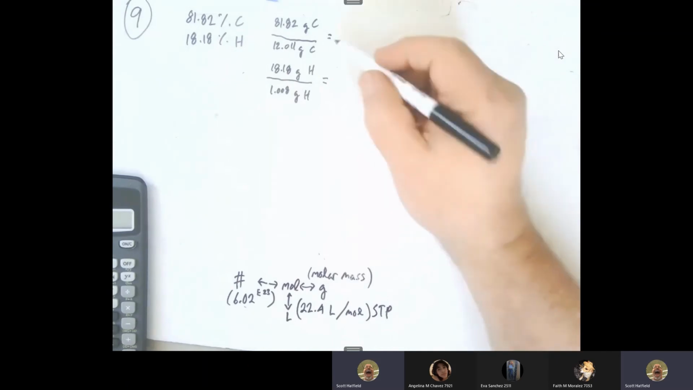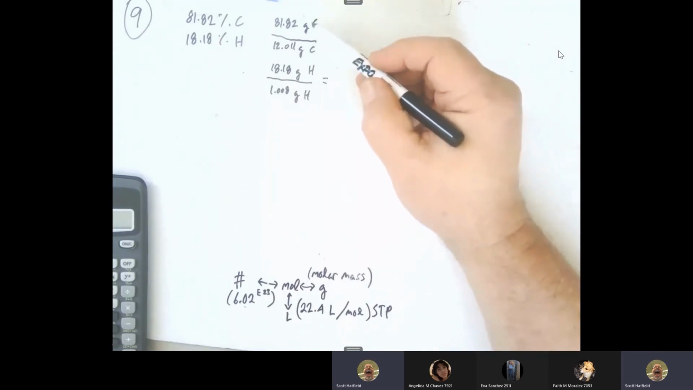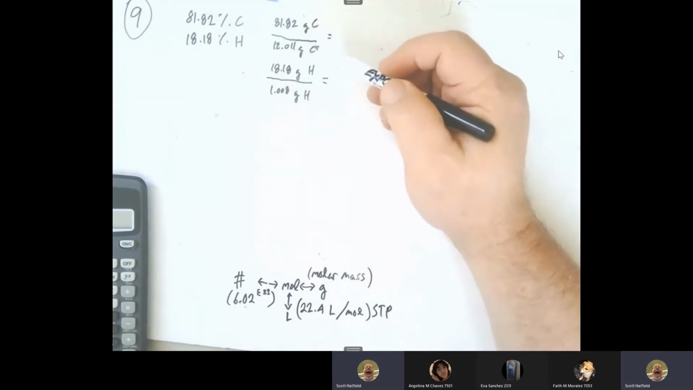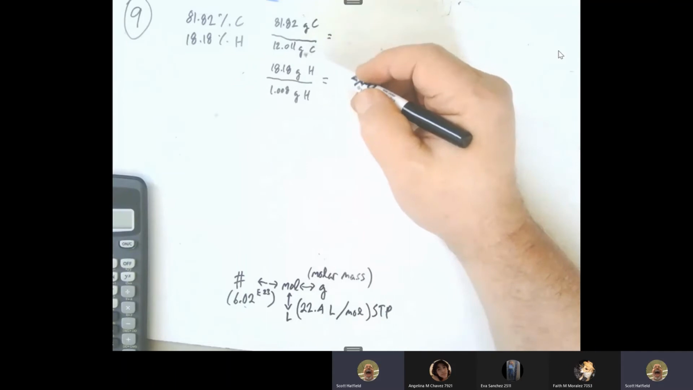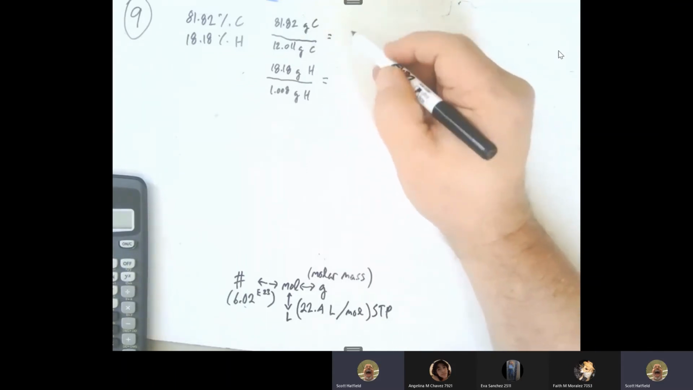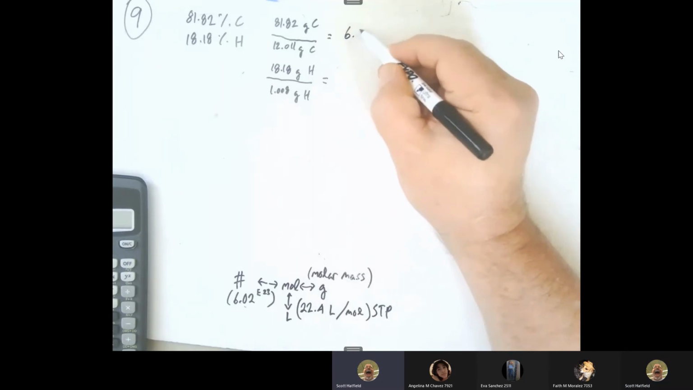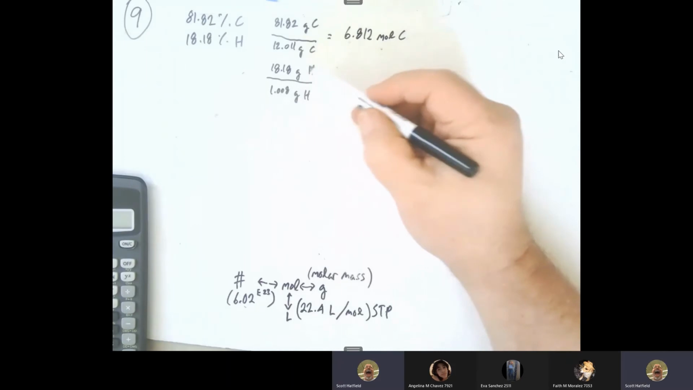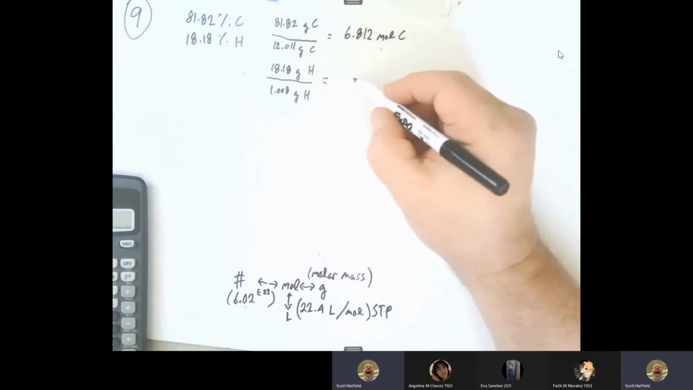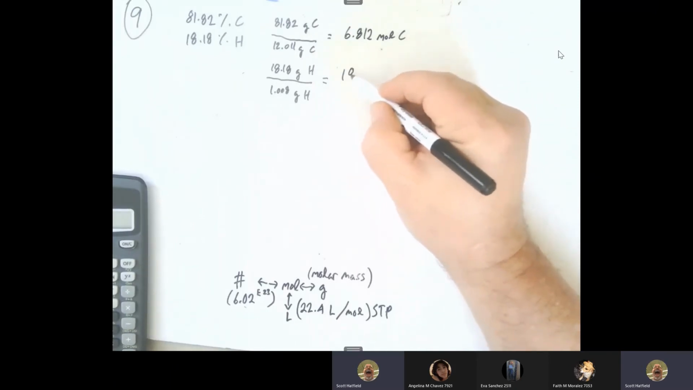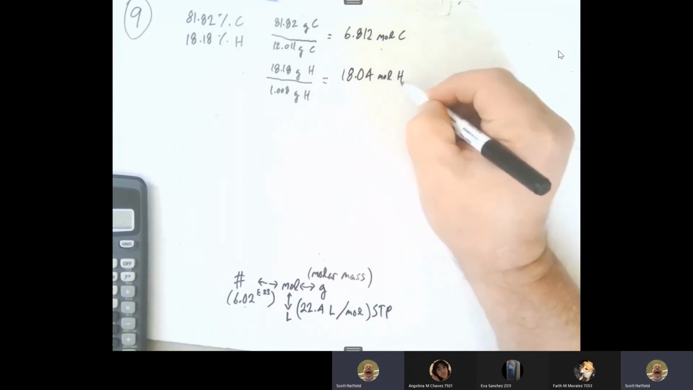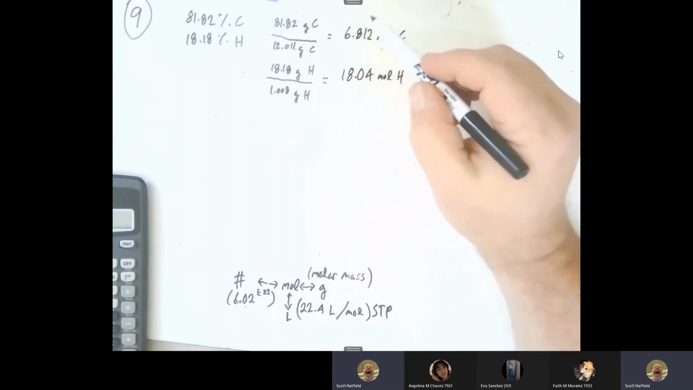Okay, so if we do the math, and keep in mind this is grams and this is grams per mole, this becomes an estimate of how many moles we have. Right? Because this is actually grams per mole. So if we do this math, we get this estimate that there are 6.812 moles of carbon. And we do the same thing with the hydrogen, dividing by the molar mass of hydrogen. Again, the grams will cancel out, and we'll get this estimate that we have 18.04 moles of hydrogen. Now it's not perfect, but that's an estimate.